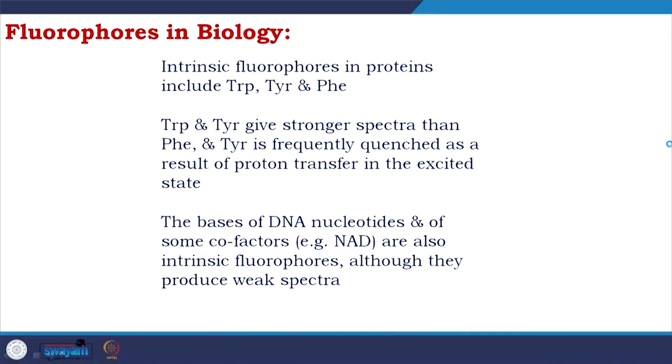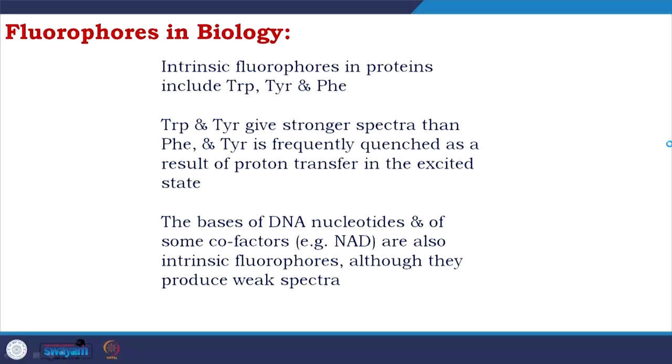As I told, fluorophores in biology are very important. Intrinsic fluorophores in protein include tryptophan, tyrosine and phenylalanine. Tryptophan and tyrosine give stronger spectra than phenylalanine, and tyrosine is frequently quenched as a result of proton transfer in the excited state. So, which one would you use? You have tryptophan, tyrosine and phenylalanine. Phenylalanine has a low quantum yield, and tyrosine, because of its phenolic proton, could be resonance stable in a quinone form. So, it loses the proton in the excited state.